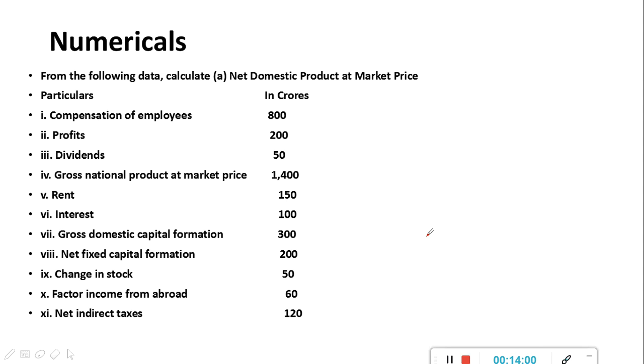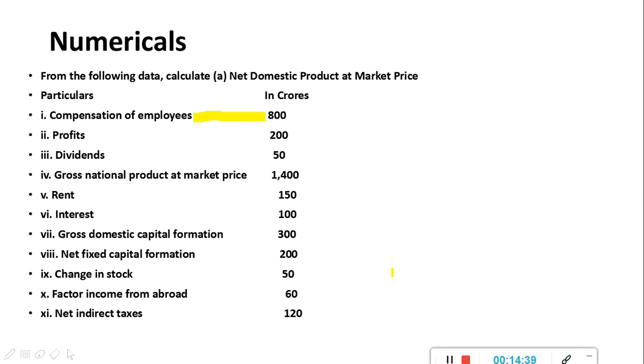Students, now we will discuss our first numerical based on the income method of calculation of national income. The question is asking about the net domestic product at market price, and compensation of employees is given as 800, profits 200, dividend 50, gross national product at market price 1400, rent 150, interest 100, gross domestic capital formation 300, net fixed capital formation 200, change in stock 50, factor income from abroad 60, and net indirect tax.